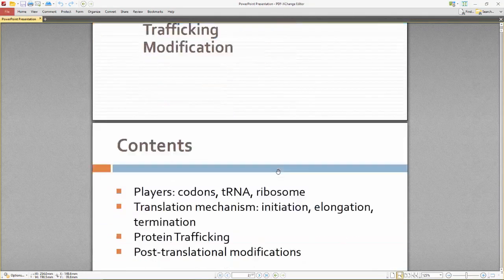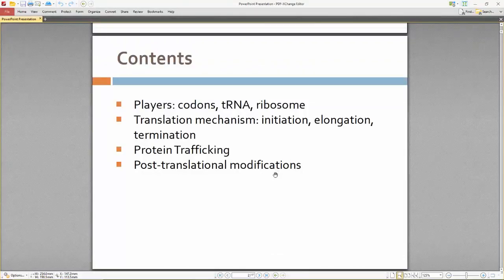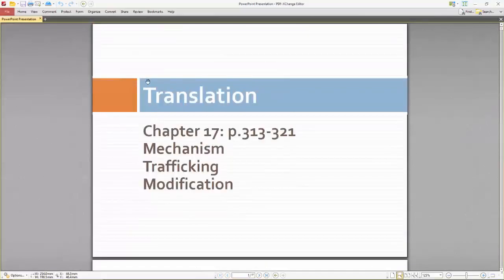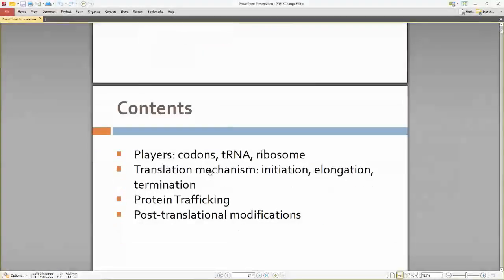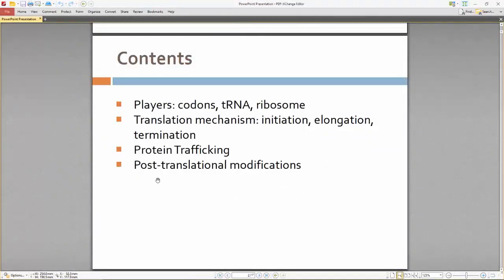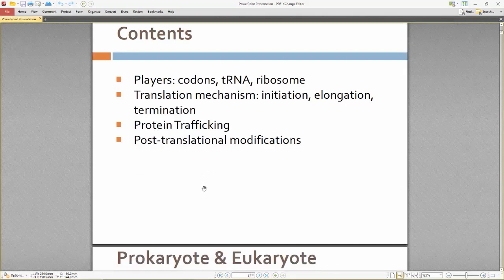All right, so we're going to go over a couple of things today. We're going to go over everything that's involved in translation. We're going to go through the mechanisms, and then we're going to learn about something called protein trafficking and post-translational modifications. Translation will only create your polypeptide chain. So to create functional proteins afterwards, you need to go through post-translational modifications or protein trafficking.